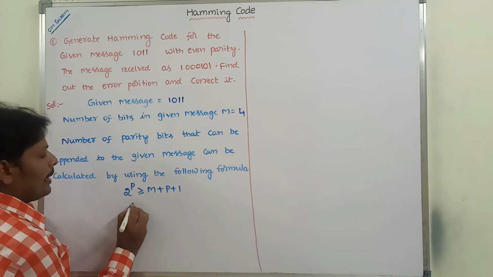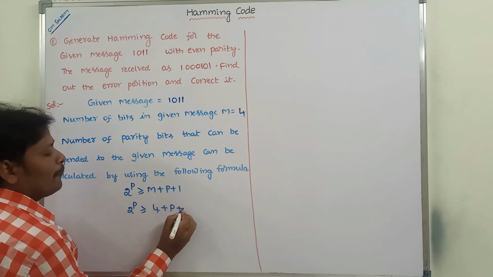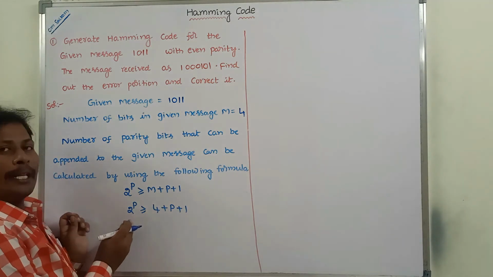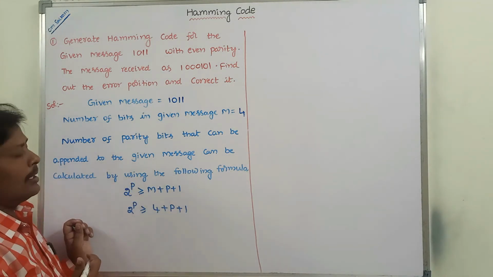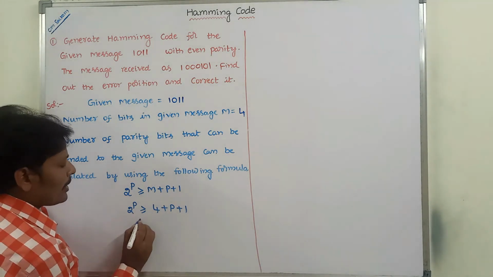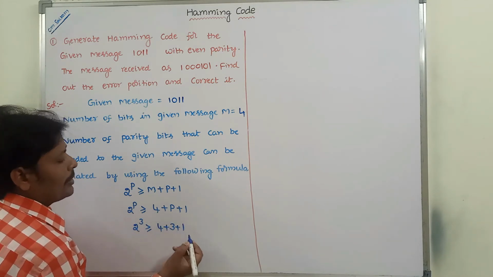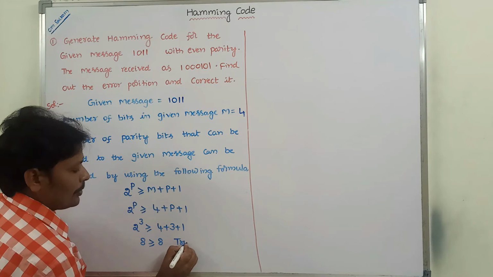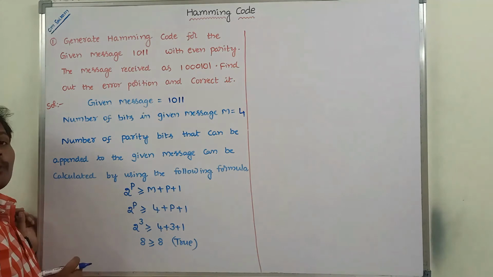The m value we already know, that is 4, so 4 plus p plus 1, where p is the number of parity bits. How many parity bits do we have to use for satisfying this condition? Let us assume p is equal to 3. So 2 power 3 is greater than or equal to 4 plus 3 plus 1, that is 8 greater than or equal to 8. So the condition is true, and whenever the condition is true, here p value is equal to 3.